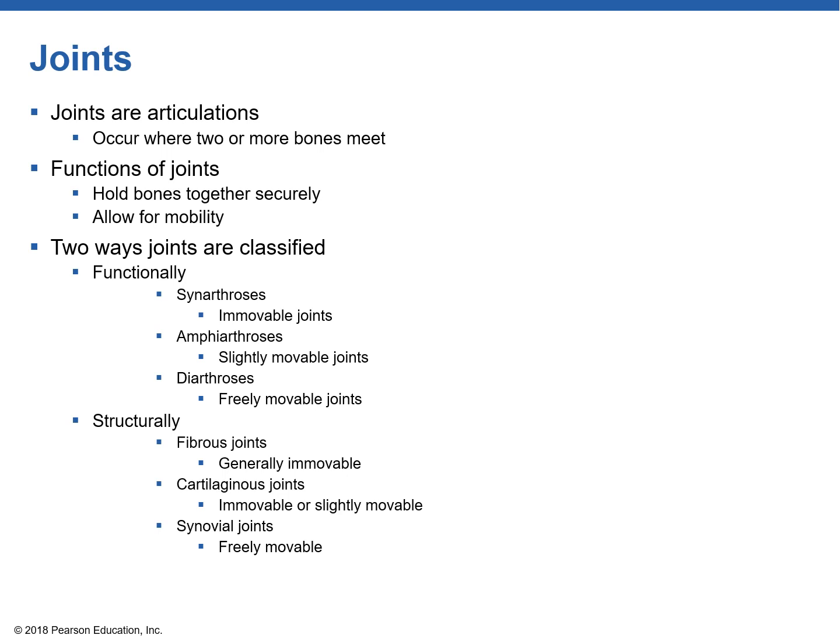Joints are also called articulations, and they're the sites where 2 or more bones meet together. They have 2 major functions. First, they hold all your bones together, and they also allow for the mobility that you have. There are two ways that joints are classified. First is based on functionality, and second is based on structure.